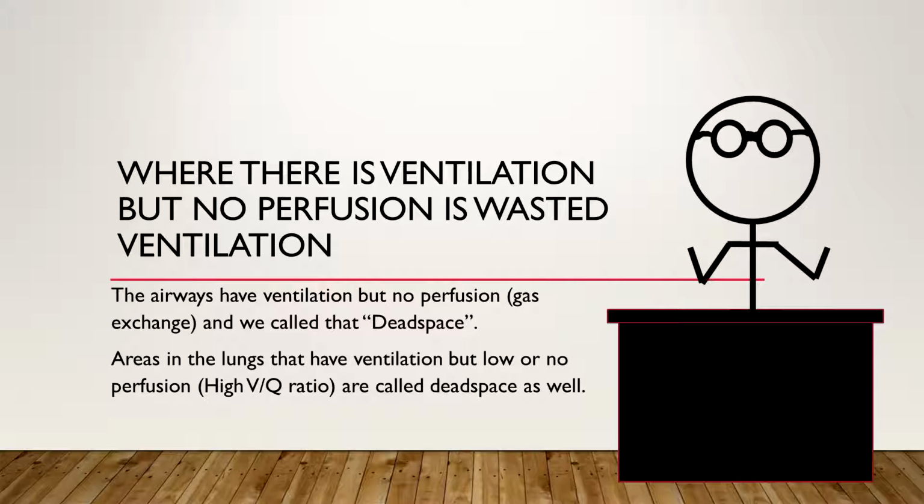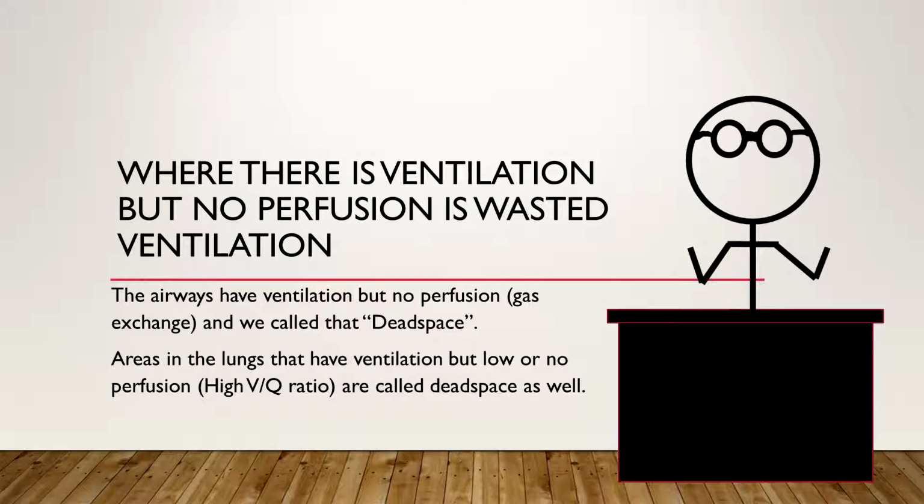Deadspace. Now in the previous section we spoke about shunt as one of the extremes of VQ mismatch. In that circumstance there is perfusion but there's no ventilation. On the opposite end of the spectrum is when we have ventilation but no perfusion. This is effectively a waste of ventilation. There's another place where we see ventilation but no perfusion, and this is in the airways.